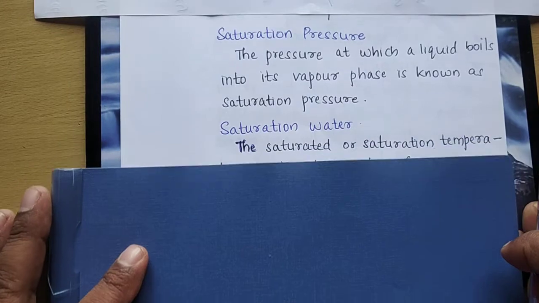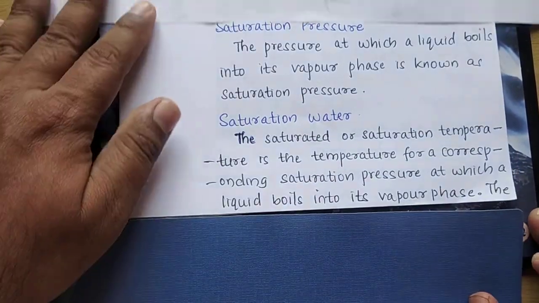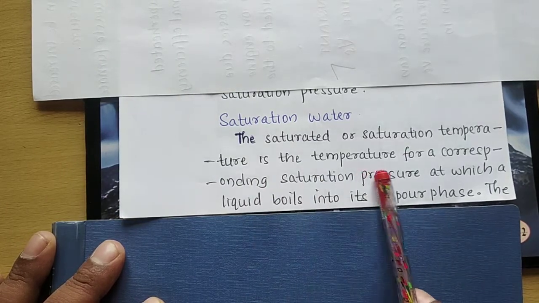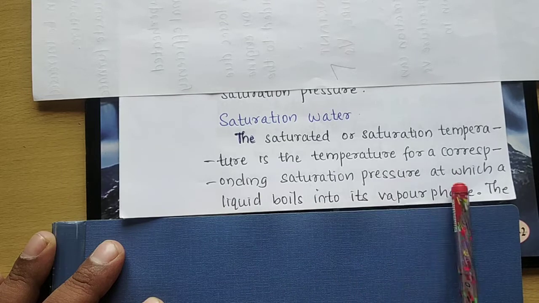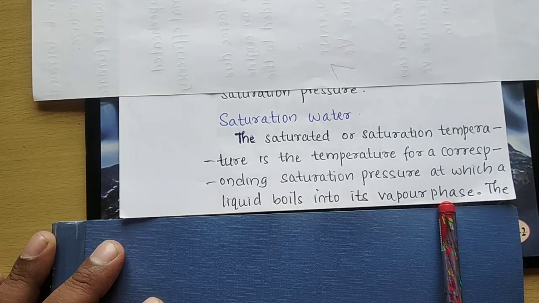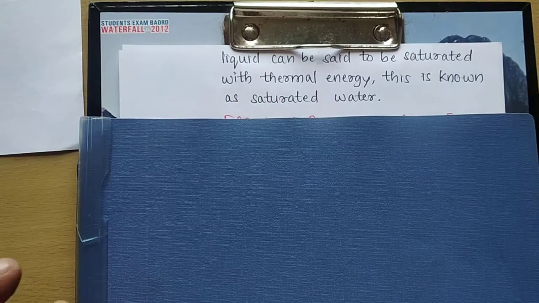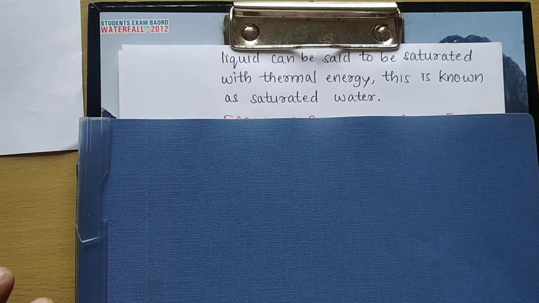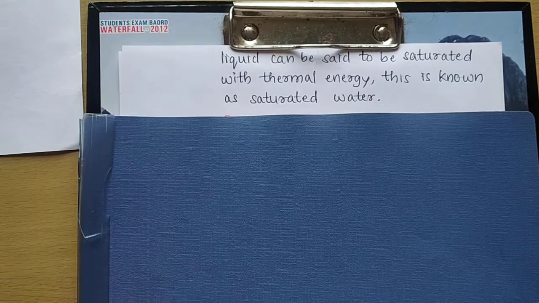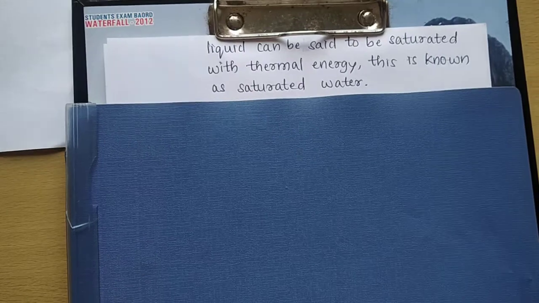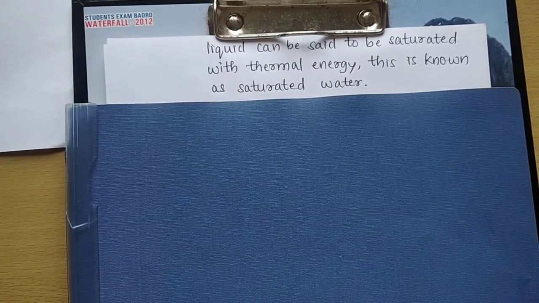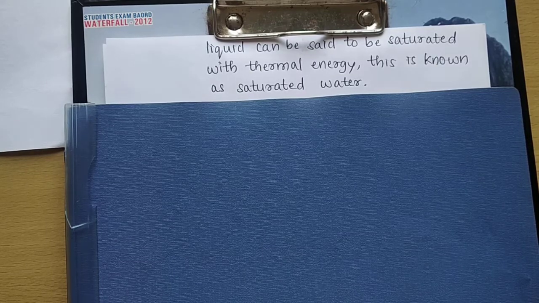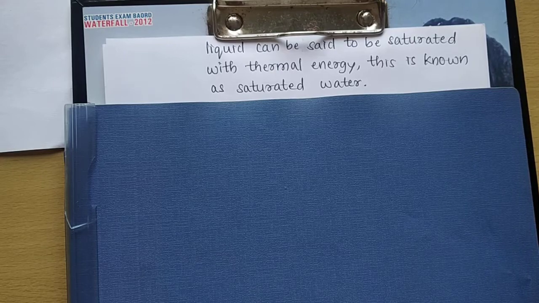Then the third term is saturation liquid. The saturation temperature is the temperature for the corresponding saturation pressure at which the liquid boils into vapor. And the liquid can be said to be saturated with thermal energy. This is known as saturated liquid. So at saturation temperature and at this corresponding saturation pressure, if the liquid starts to boil, then we call it saturation liquid.